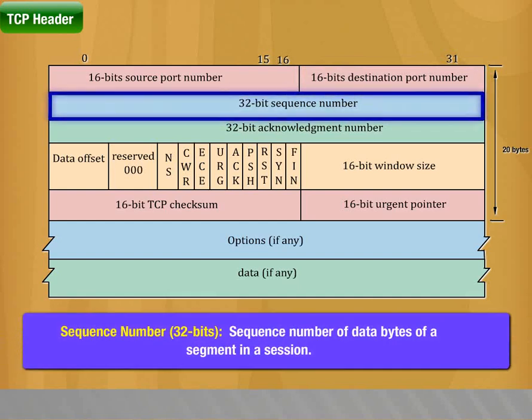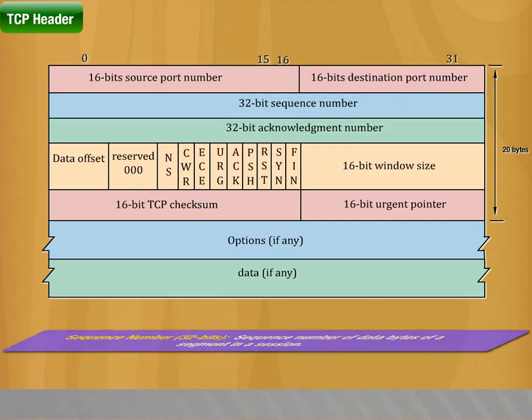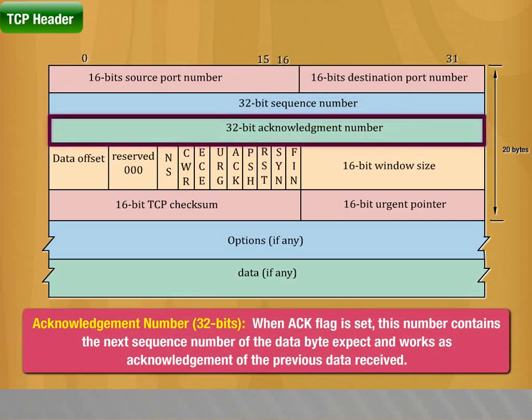Sequence number, 32 bits: the sequence number of the data bytes of a segment in a session. Acknowledgement number, 32 bits: when the ACK flag is set, this number contains the next sequence number of the data byte expected and works as acknowledgement of the previous data received.